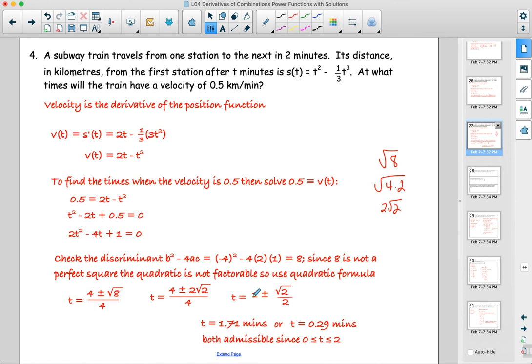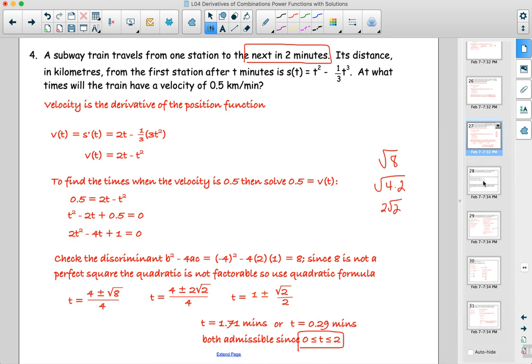4 divided by 4 is 1, so 1 plus or minus 2 over 4 reduces to a half, so that just becomes root 2 over 2. So t equals 1 plus or minus root 2 over 2. Now I am going to convert these to decimals to see if both of these are admissible. It did tell us in the next 2 minutes, so that tells me that the domain is between 0 and 2 inclusive. So 1 plus root 2 over 2 is 1.71 minutes. 1 minus root 2 over 2 is 0.29 minutes. They're both in the domain 0 to 2, so both roots are admissible.